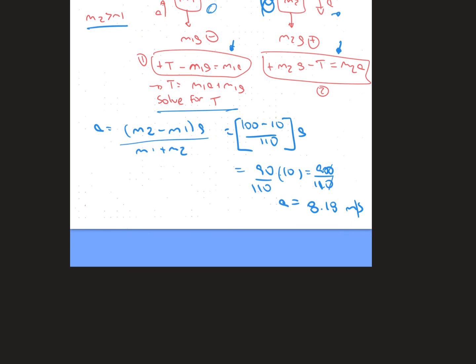Then, as we add up the two equations from mass 1, we will end up solving for a. And as we plug in values, let's say we give a value for m2 and m1, these values we just plug in right here. Then we end up with the acceleration being 8.18 meters per second squared.